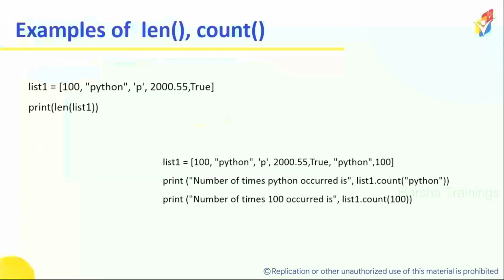Now, let us discuss with a simple example. The length of list 1: how many elements are there? 1, 2, 3, 4, 5. The output is 5. Now, the count function tells me how many occurrences of this substring are in the given list. Python, how many times repeated? 2 times. 100, how many times repeated? 2 times.